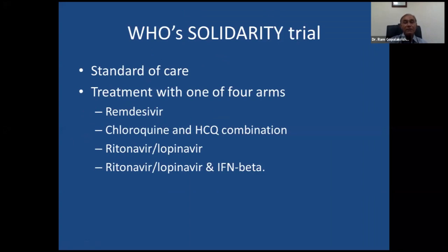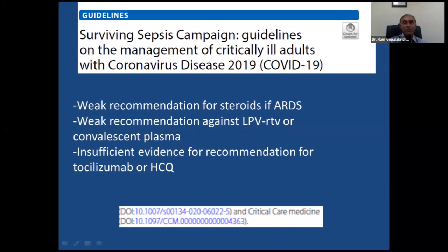What will give us that answer, however, is WHO's Solidarity trial, which is essentially a large practical trial, standard of care versus randomization into one of 4 arms: remdesivir, hydroxychloroquine, ritonavir, lopinavir, or that with interferon beta. Hopefully, this trial will give us the answer.